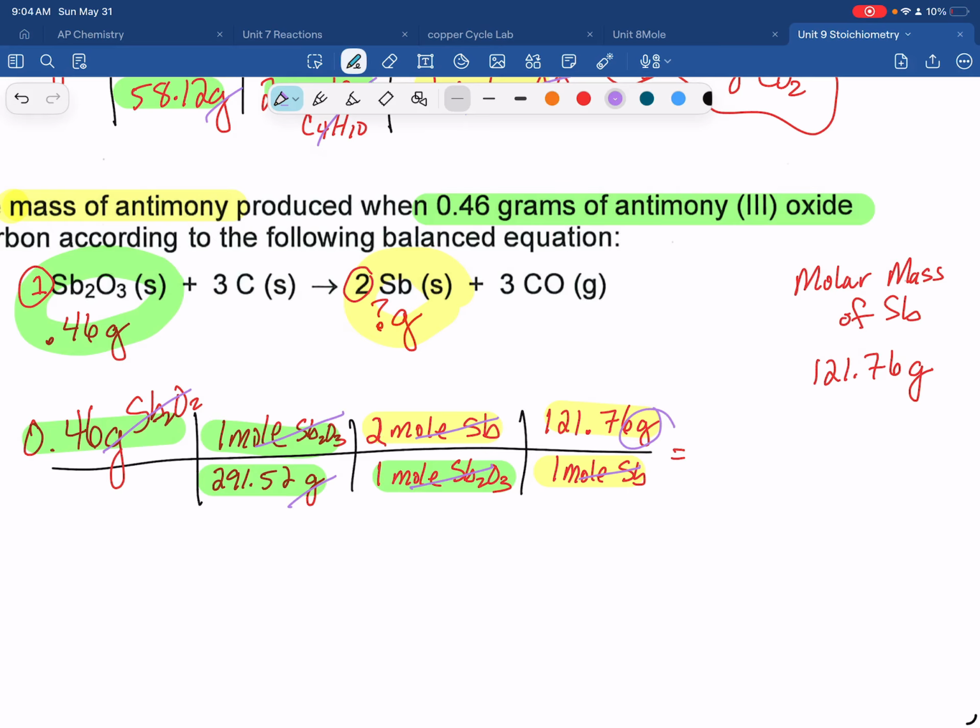So get out your calculator. Multiply by what's on the top. Divide by what's on the bottom. 0.38 grams of Sb is produced.